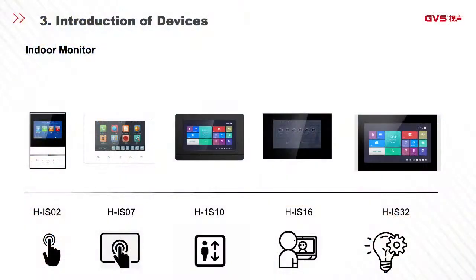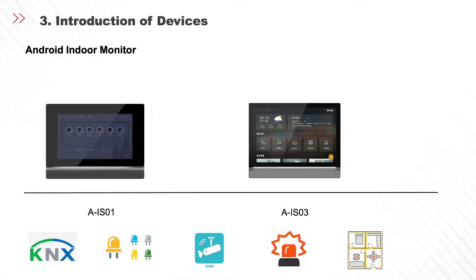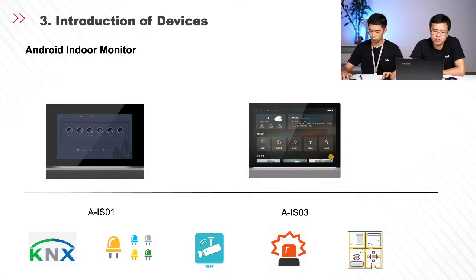The second part is about our Android Indo Monitor. You can see that these two monitors adopt different kinds of design. We call them the first generation of the GEM series and the second generation of the GEM series. The part number is ISO 3. Both are based on the Android platform, offering very powerful performance and features to the user. Based on the KNX protocol, the panel can combine the intercom functions with the KNX smart home protocol.